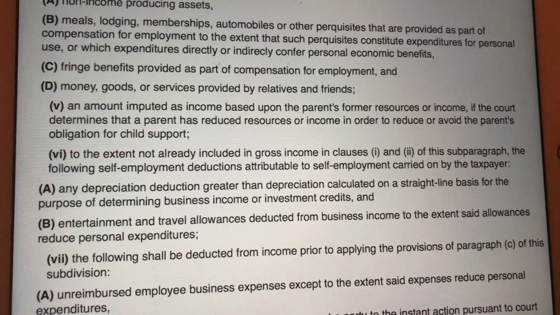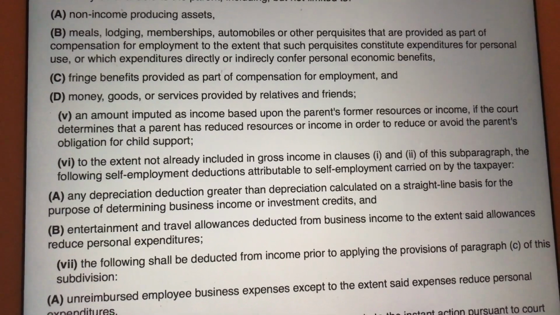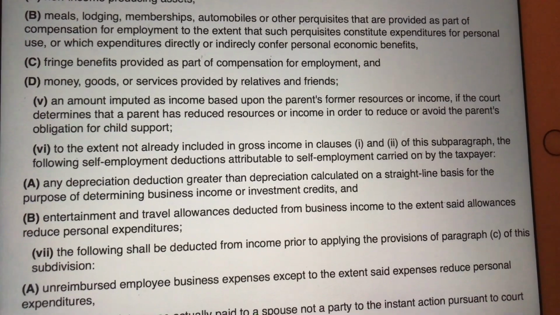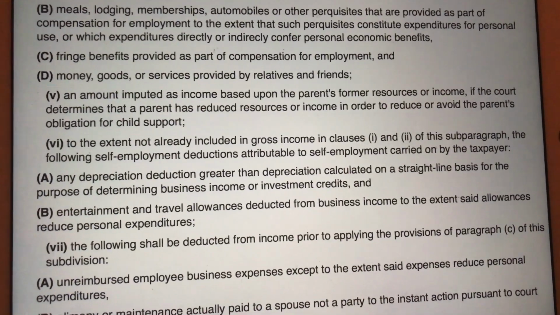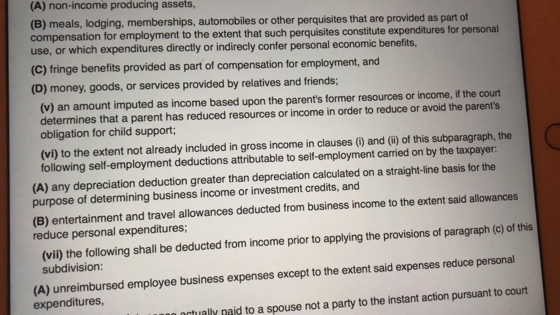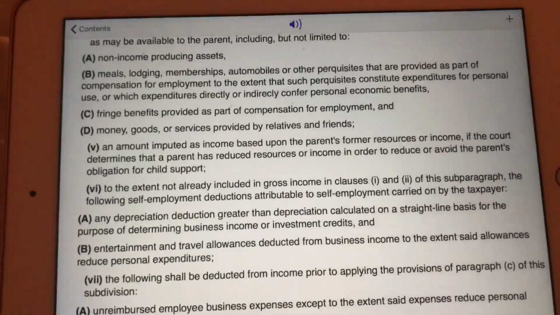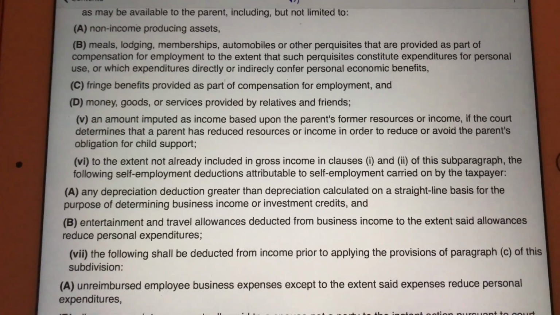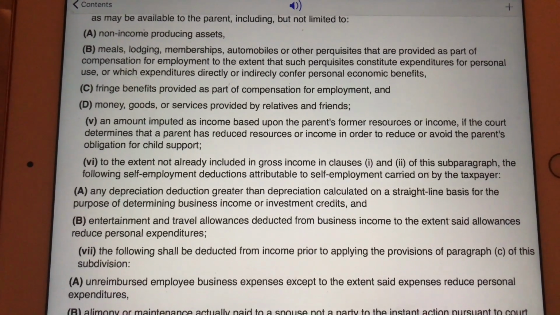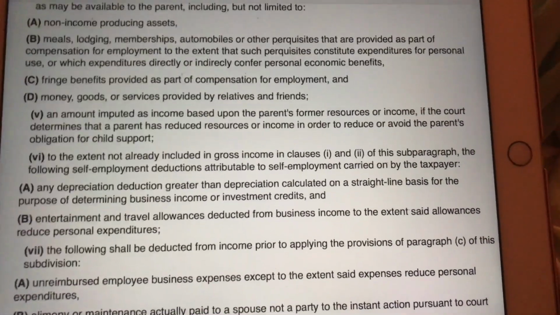Roman numeral 5. Now, this is where you can get confused because you may be seeing it done in your courthouse. It says an amount imputed as income based upon former income if the court determines that the parent has reduced resources or income in order to avoid obligation for child support. But if they want to look back the 3 years, they can, but they can only do that and apply it as income if the court determines that the parent has reduced resources or income in order to reduce or avoid the obligation.